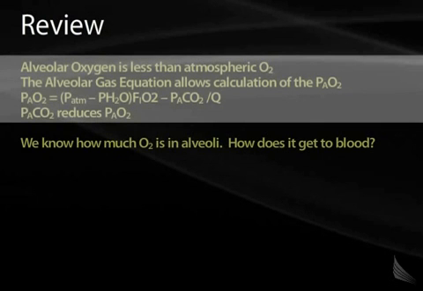Remember, alveolar oxygen is less than atmospheric, and the alveolar gas equation can be used to calculate the alveolar oxygen. Remember, the higher our alveolar CO2 is, the lower our alveolar O2 is going to be. That concludes our introduction to gas exchange. We've gotten air from the atmosphere into the trachea and down into our alveoli.